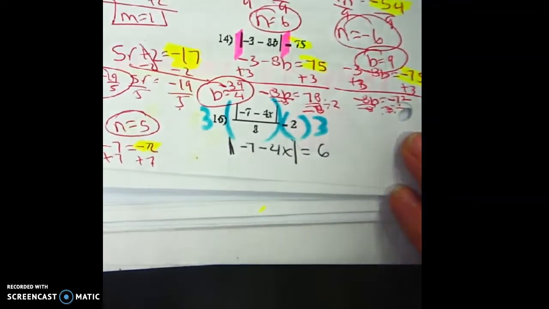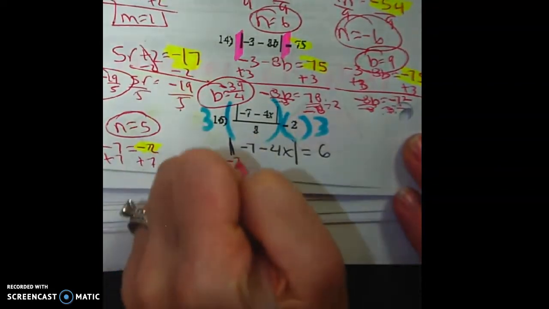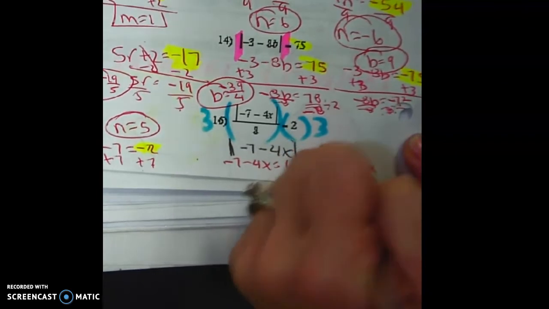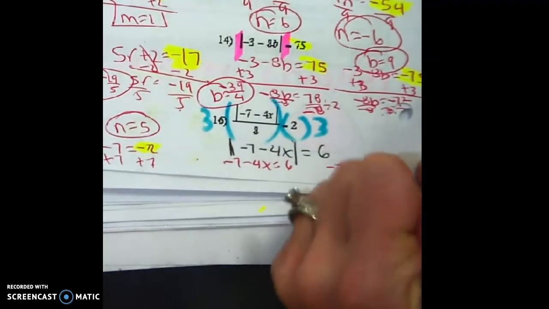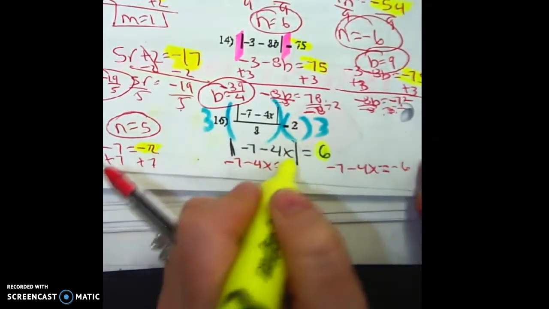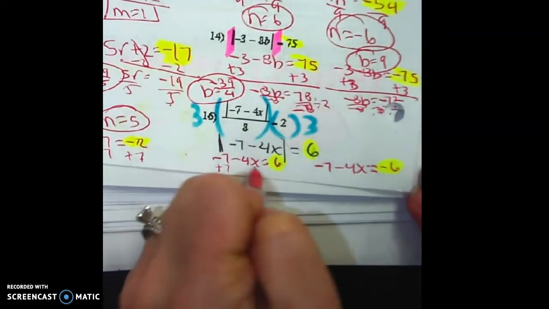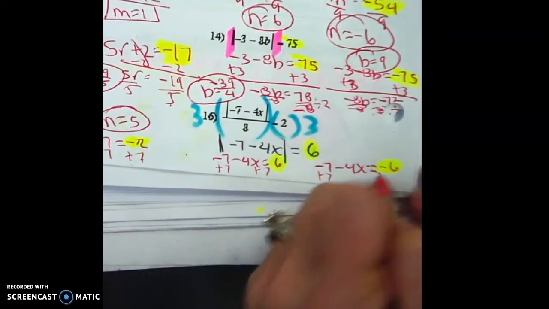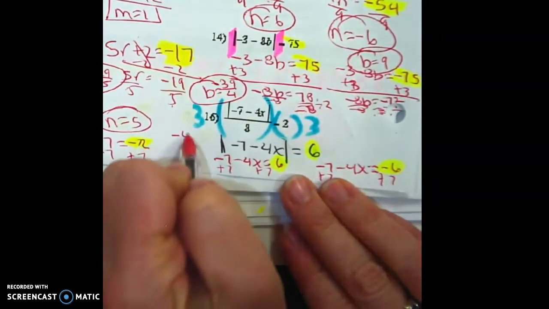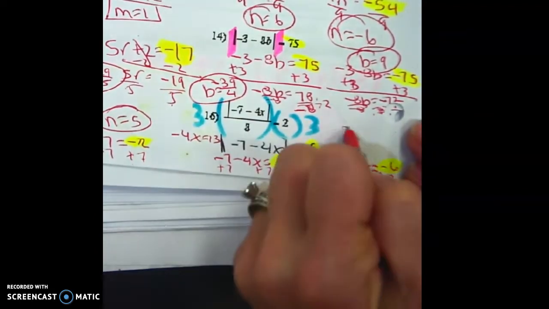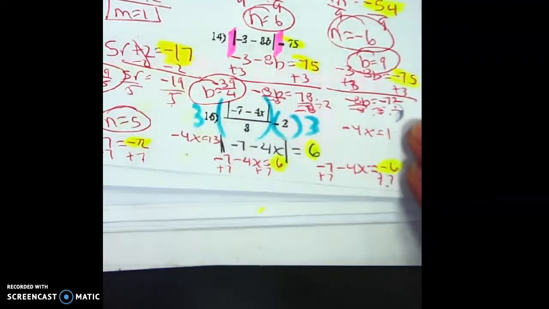Now that I just have the bars, drop the bars, make one positive, make one negative. My equals, keep it as it is, make that negative. Now add 7, add 7. I'm left with negative 4x equals 13. I'm left with negative 4x equals 1.